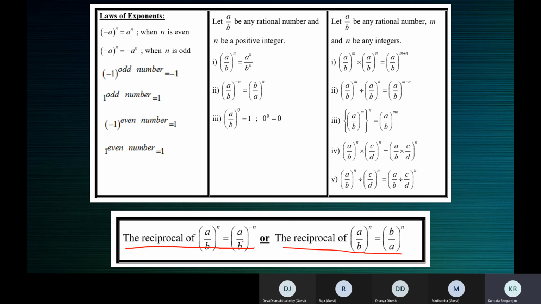So here we have not changed the base. We have changed the power. In the other one, we have changed the base a by b to b by a. But we have written the power as it is, n. We have not changed the power. n is n only. But the base a by b is written as its reciprocal b by a. So these are reciprocals of one another.